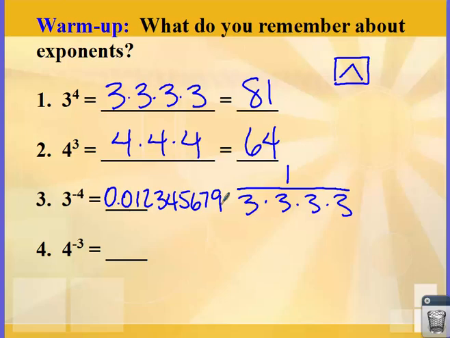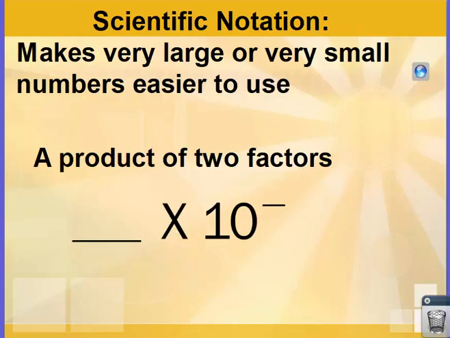Okay, same thing for 4 to the negative 3. What this one really means is 1 divided by 4 times 4 times 4, which gives us a value of 0.15625. Okay, so the one thing I need you to understand about exponents is if I have a positive exponent, I'm going to multiply. If I have a negative exponent, I'm going to divide, and that will become very important in our lesson today. So let's talk about scientific notation.